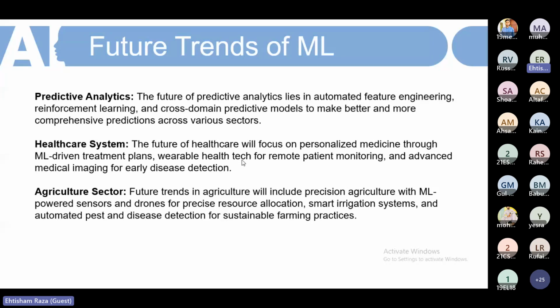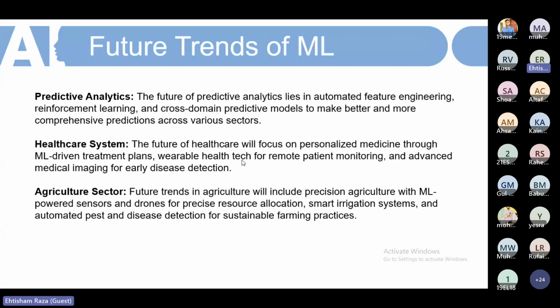Agriculture: a future trend in agriculture includes precision agriculture with ML-powered sensors and drones for precise resource allocation. Obviously, resource allocation is the main thing, where you have to plant the right thing. Machine learning can help you. With a smart irrigation system, you can tell at what time the soil is getting dry, so you can perform the irrigation automatically. Automated pest control.